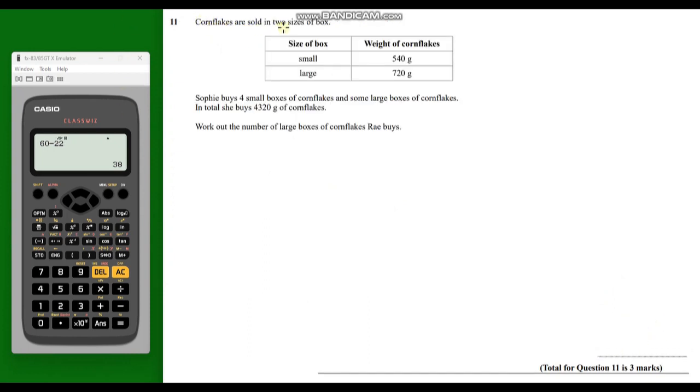Question 11. Cornflakes are sold in 2 sizes of box, so small and large. Sophie buys 4 small boxes of cornflakes and some large boxes of cornflakes. In total, she buys 4,320 grams of cornflakes. Work out the number of large boxes of cornflakes Sophie buys.